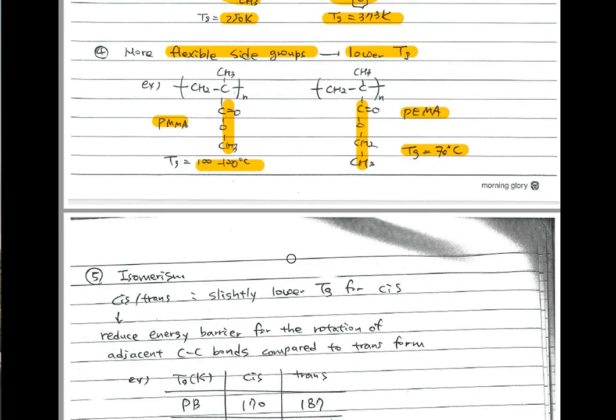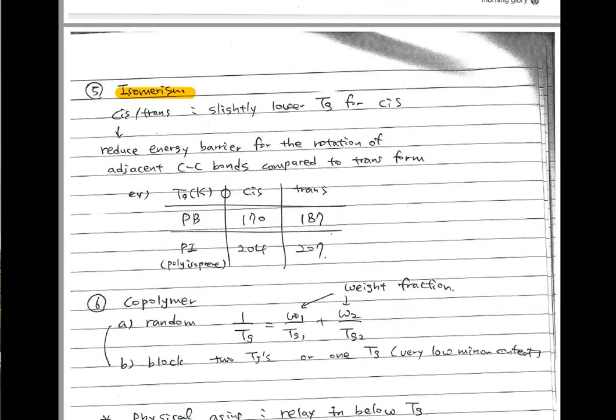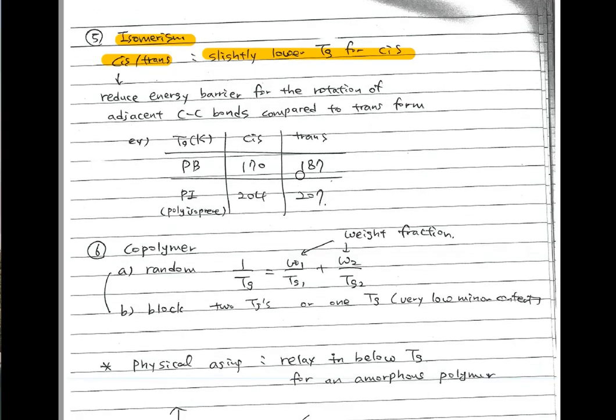Another effect is isomerization. If you compare the cis and trans forms of polymers, the cis form has a slightly lower Tg. It's similar but slightly lower, because the cis form has a somewhat more unstable structure. But the difference is not quite large. If you compare polybutadiene or polyisoprene in the cis and trans forms, the difference in Tg is very small, about 3 degrees or 17 degrees C.